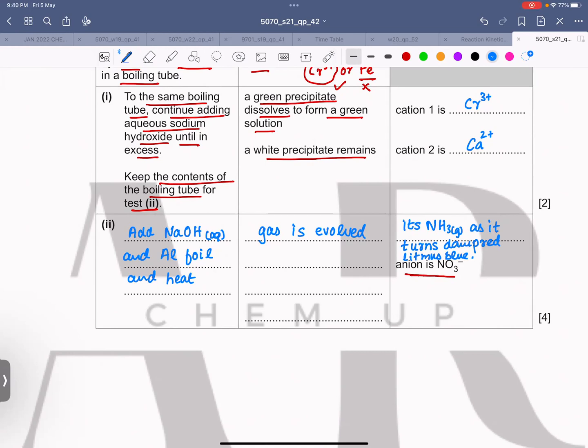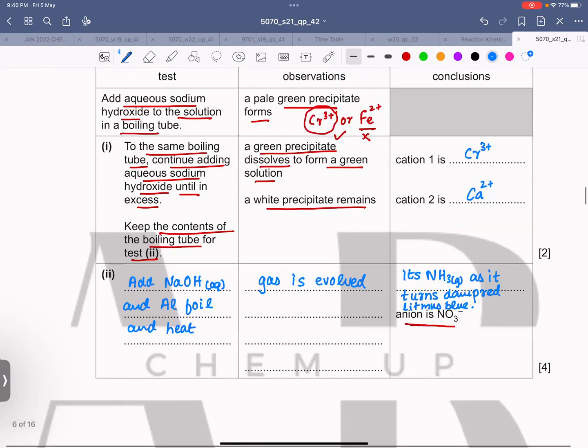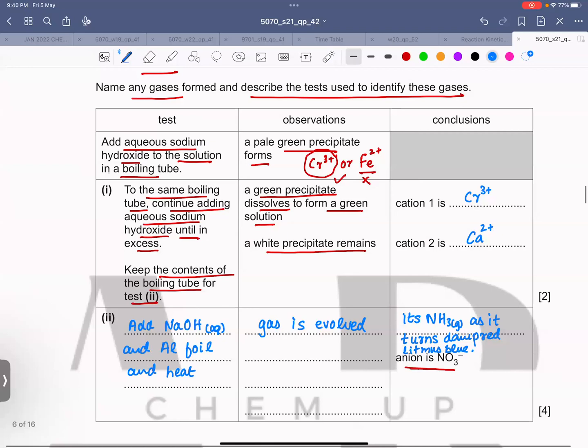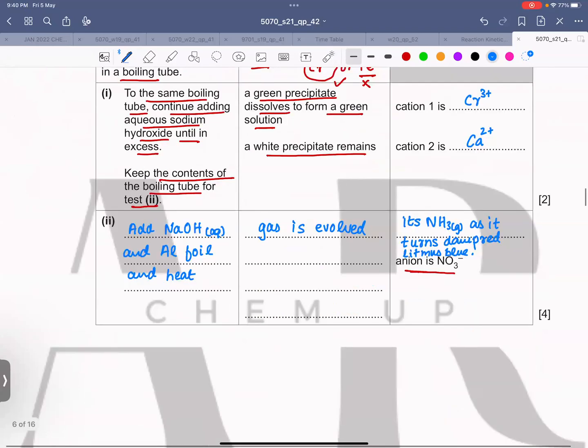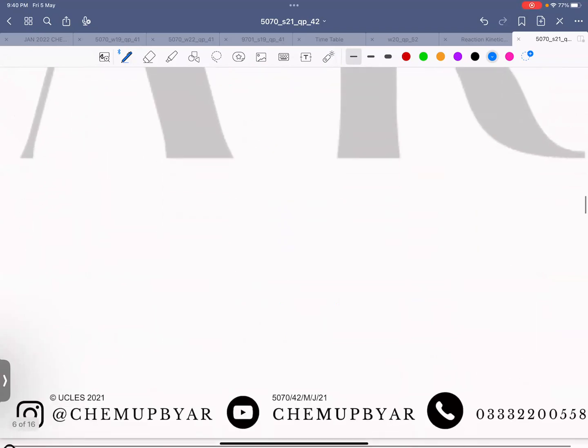Sir, in the IGCSE paper, the tests of cations and anions are given. Yes, that's what I have told you. In O levels, they are also provided to you at the end of the paper now. So you have to check these from there and put the answer over here. They will be provided to all of you. Okay. Now B part.